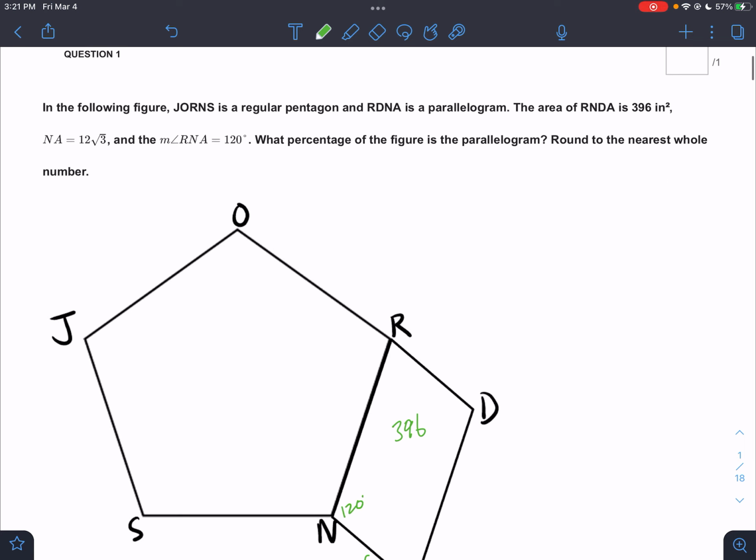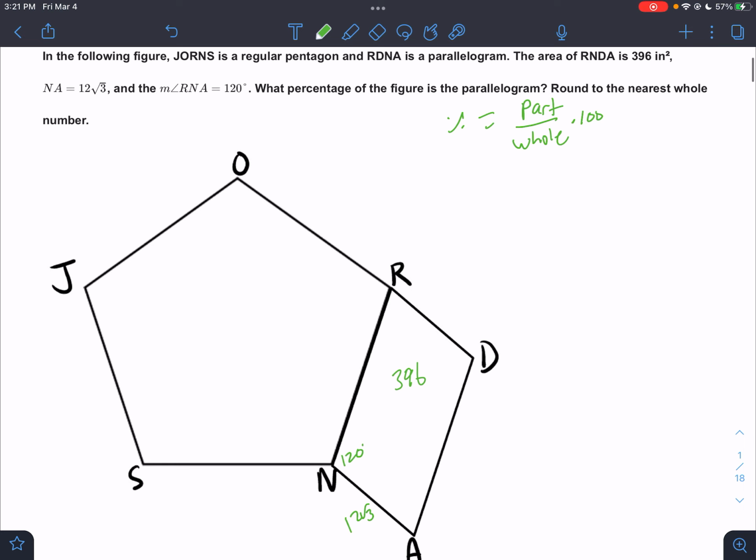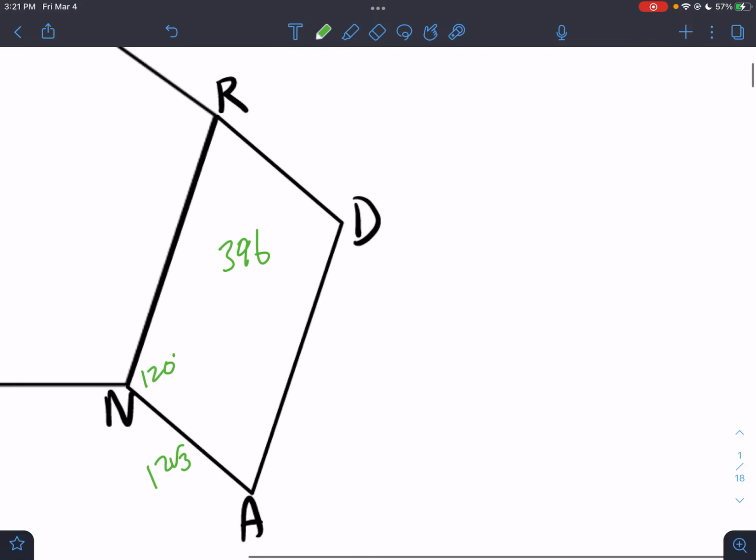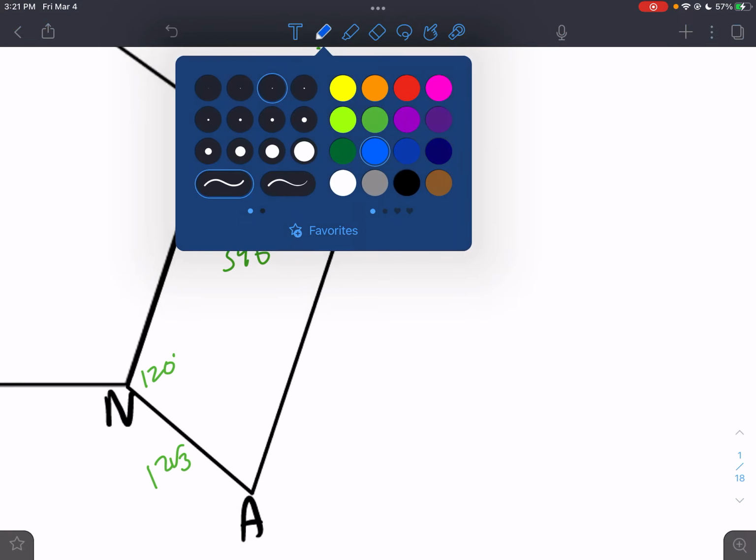So remember, percentage is the part you care about divided by the whole thing times 100. The part we care about is the parallelogram. The whole thing would be parallelogram plus pentagon. And let's get to work. All of the information they gave us was on the parallelogram, so I'm going there first.